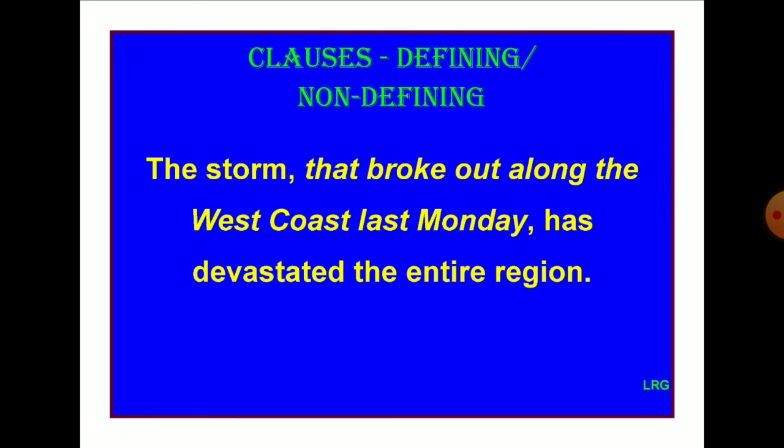Next sentence. The storm that broke out along the west coast last Monday has devastated the entire region. Note that the storm is undefined. It is not a defined subject. And that broke out along the west coast last Monday is the clause that should define or limit the meaning of the noun storm. So it is a defining clause and it is incorrectly separated by a pair of commas. So use the defining clause properly without the commas. The storm that broke out along the west coast last Monday has devastated the entire region. Without commas, the sentence is correct.